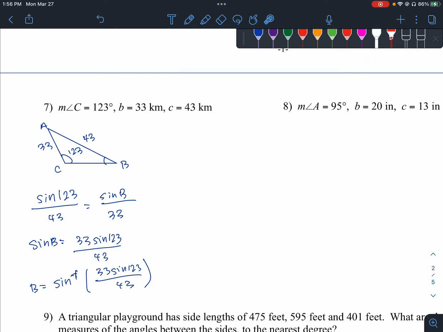And then whenever you have angle B, you can find angle A, because you'll have two angles. You can find angle A, and then you can use law of sines one more time to find side A.